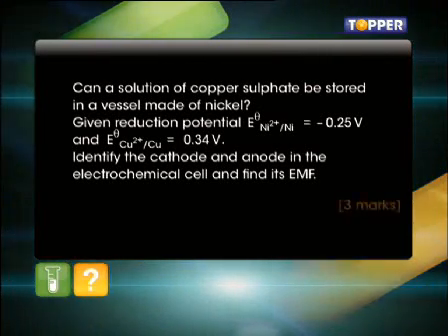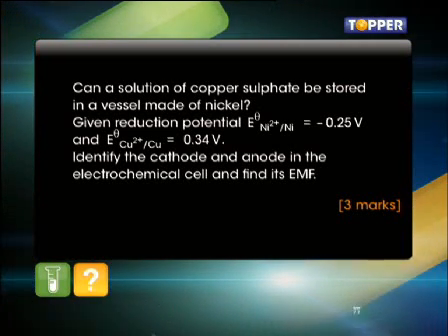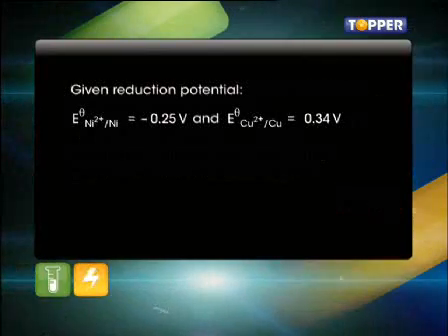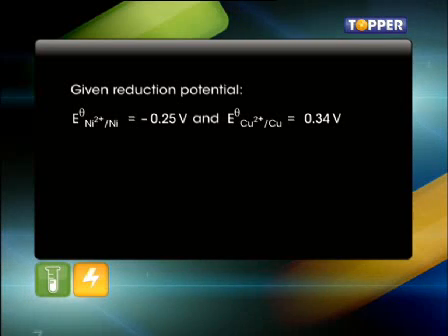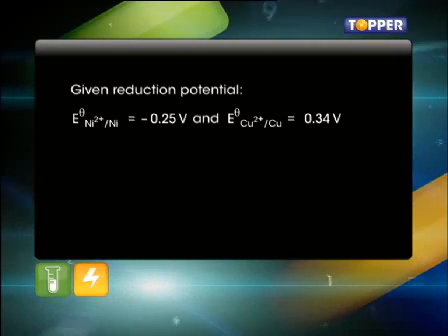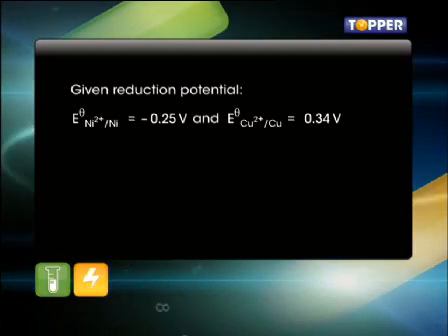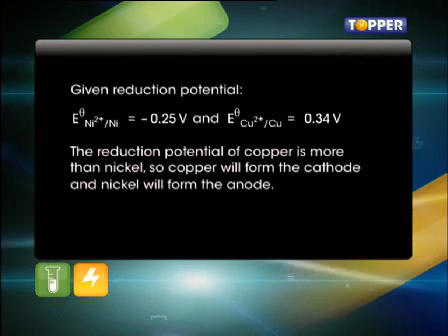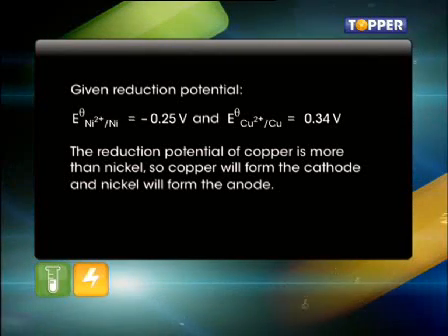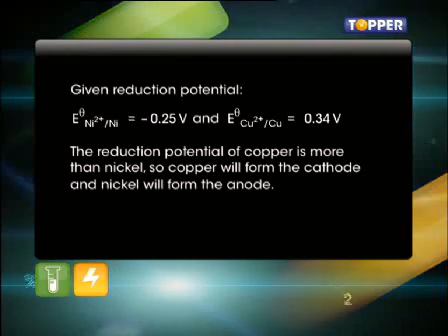If this comes for 3 marks, here is how you must answer it. Take a look. The first step here is to identify the anode and cathode. For that, you need to compare the values of reduction potentials which are given in the question. Since the reduction potential of copper is more than nickel, copper will form the cathode and nickel will form the anode. Writing this will give you a mark.